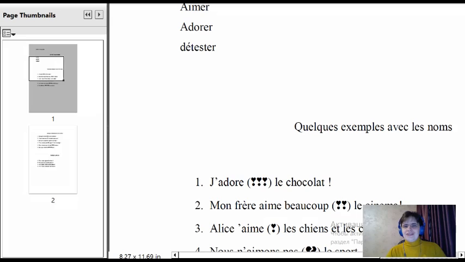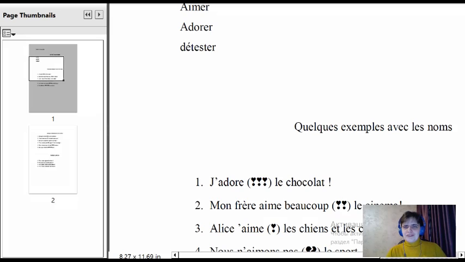Number 1. J'adore le chocolat. Well, I don't know. Can we say in English, I adore chocolate? I don't think so. It sounds wrong. As far as I know, in English, we can say the verb adore when we talk about people or something. But I could be wrong. Please correct me, because I'm curious, actually.